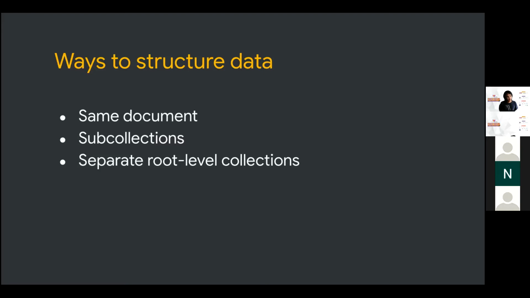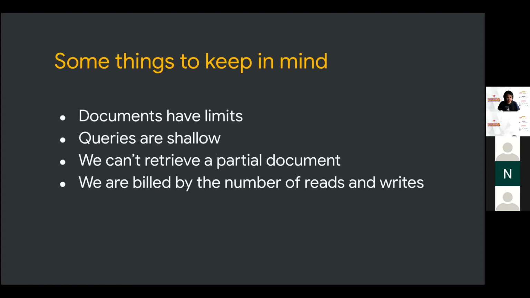So there are primarily three ways to organize our data in Firestore. First is to just store the data in the same document. Second would be subcollections. And third are separate root level collections. Let's take a look at them one by one. But before we do that, there are some things that we need to keep in mind when using Firestore.